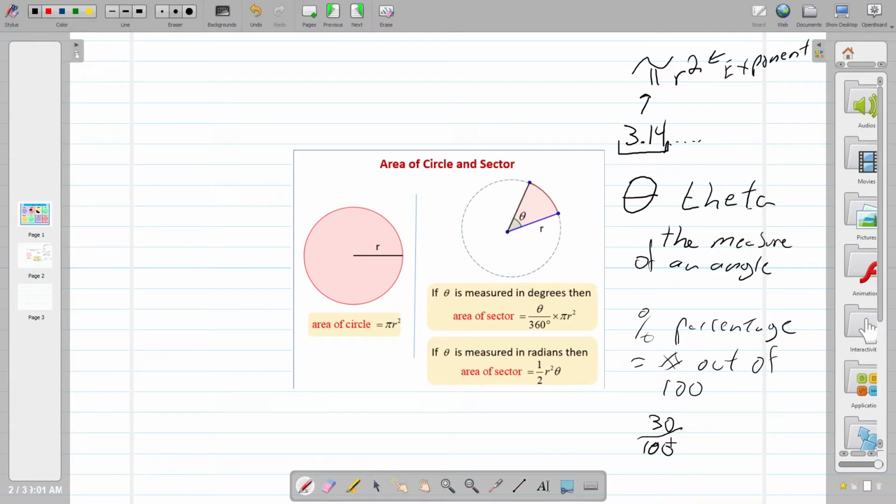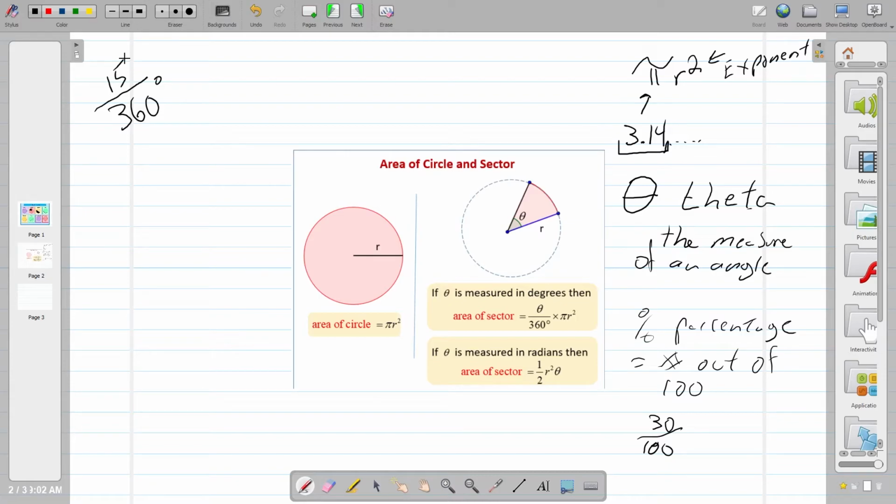Well, circles don't have 100 degrees. Circles have 360 degrees. So a percentage of a circle would actually be the number out of 360. So if this was, what did we say? We said it was 15 degrees. It'd be 15 out of 360.